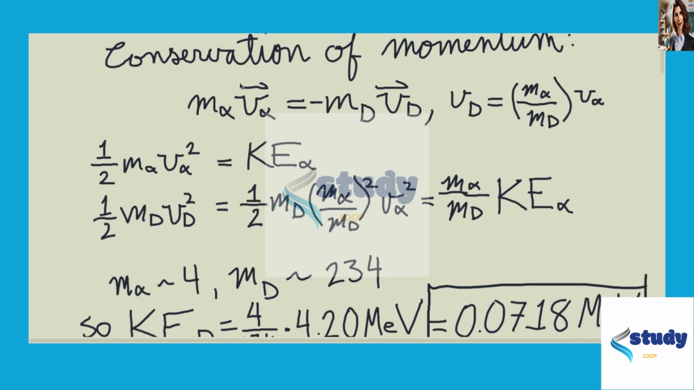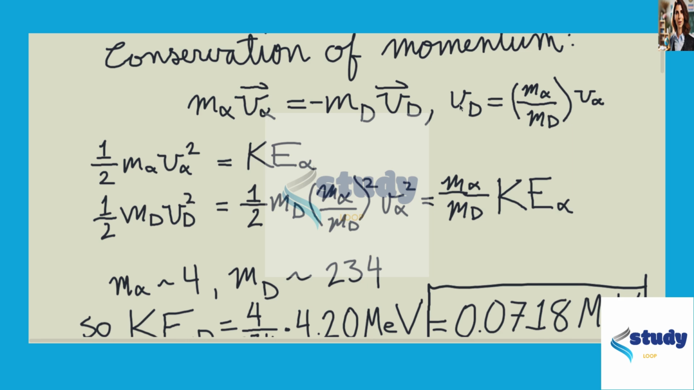This conservation of momentum can be mathematically expressed as follows. The mass of the alpha particle times the velocity of the alpha particle, and that's a vector, equals the negative product of the mass of the daughter nucleus times its velocity. And with this relationship, and noting that the direction of the daughter nucleus is exactly opposite that of the alpha particle, we can express this in terms of scalars.